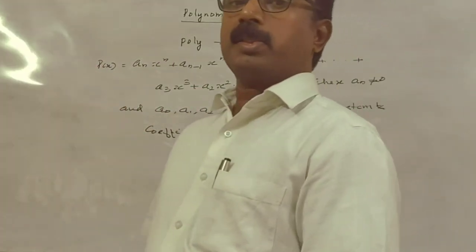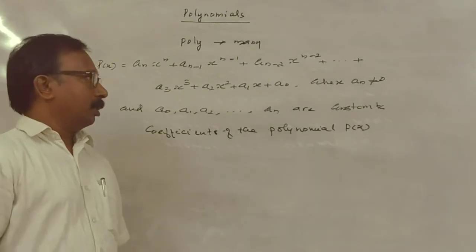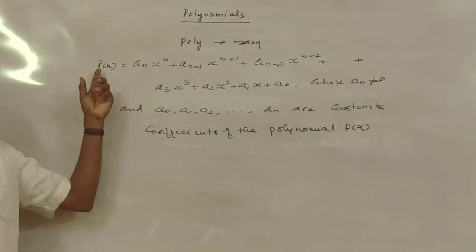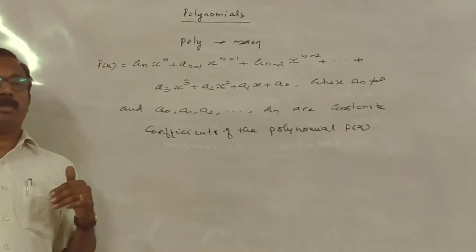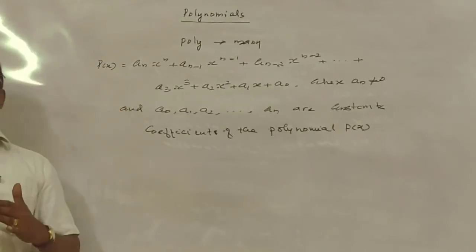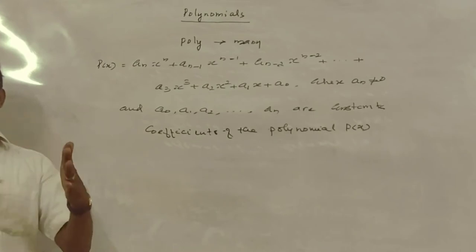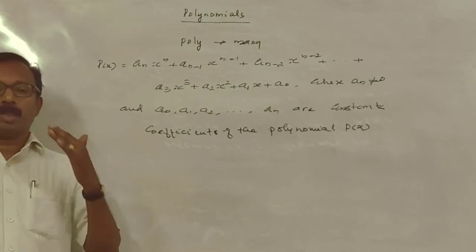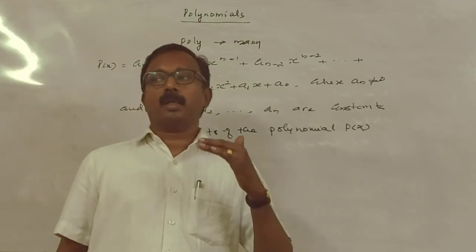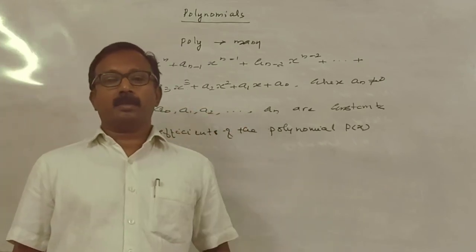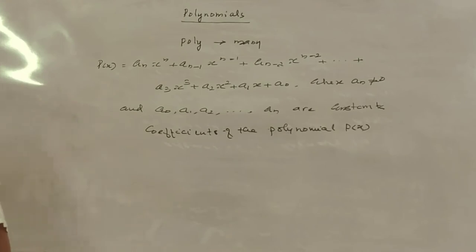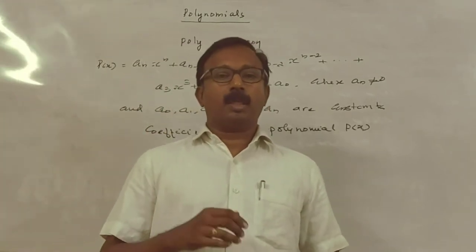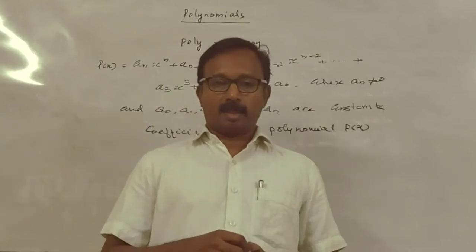This is the standard form of a polynomial. p of x is the name of the polynomial: p of x, q of x, r of x, g of x, etc. If y is the variable, then p of y, q of y, r of y, etc. If t is the variable, then p of t, q of t, r of t, etc. Isn't it?